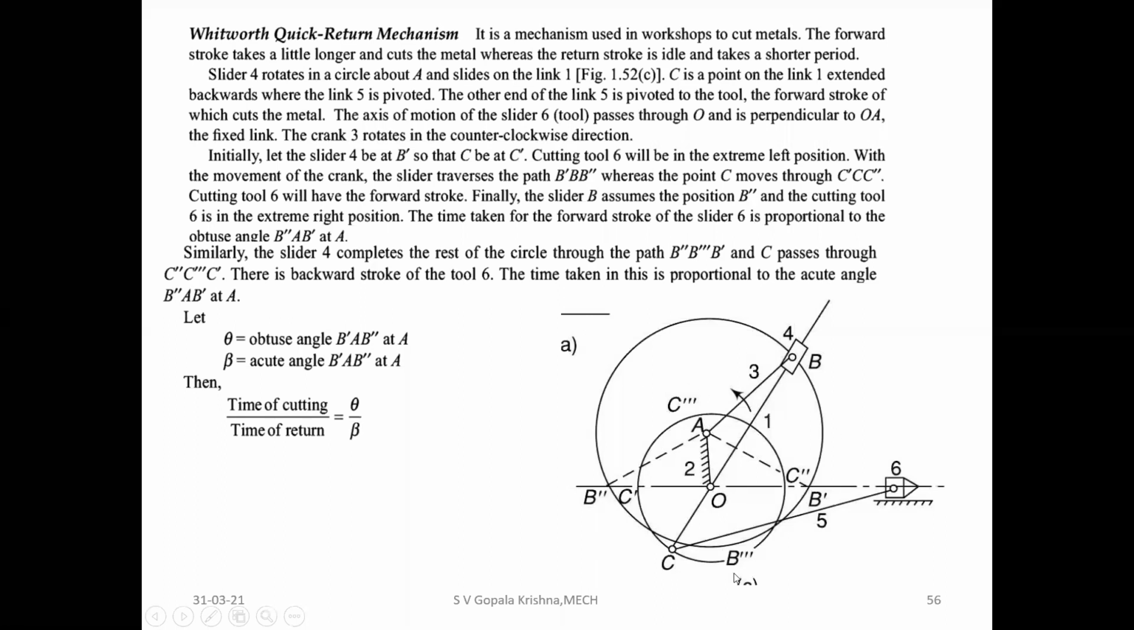When you observe the particular diagram, one fixed link is there. OA is the fixed link here, and AB is one link. AB is connected to the cylinder, and A is also connected to link one.